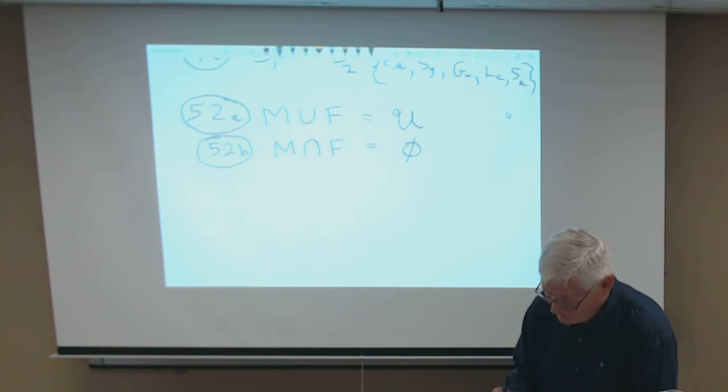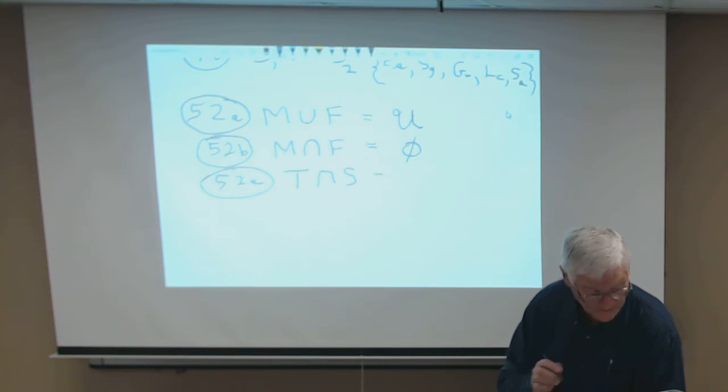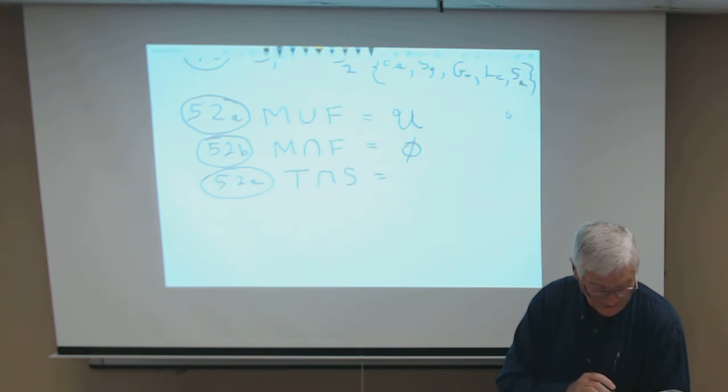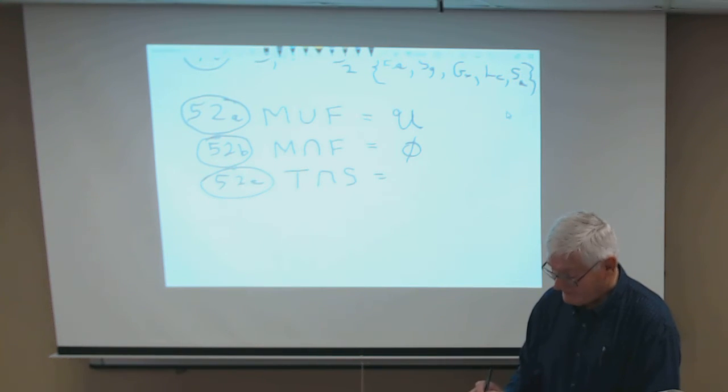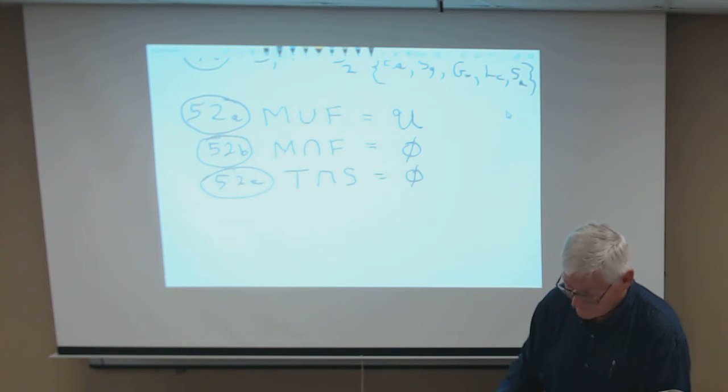Number 52C. T intersects S. What's T? The people under 21. What's S? The people over 65. Where do they intersect? They don't. So that means empty set again.